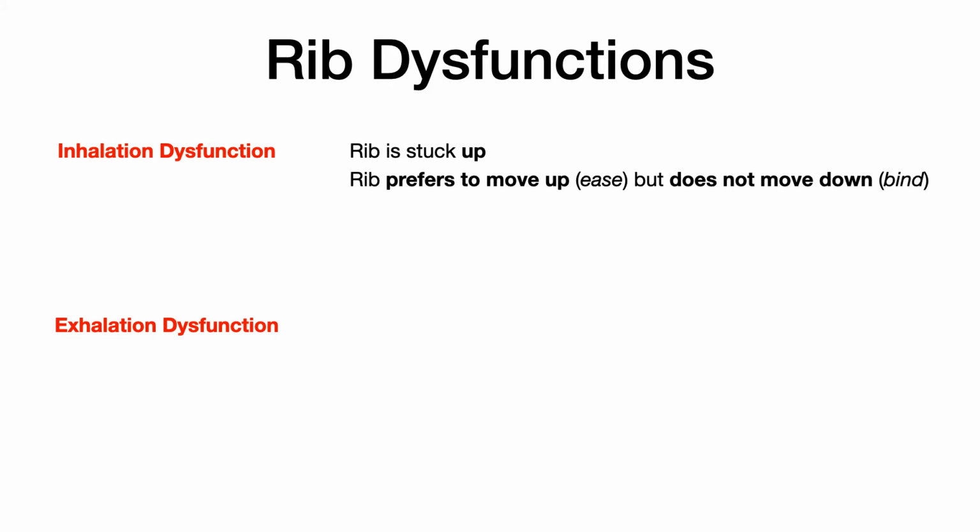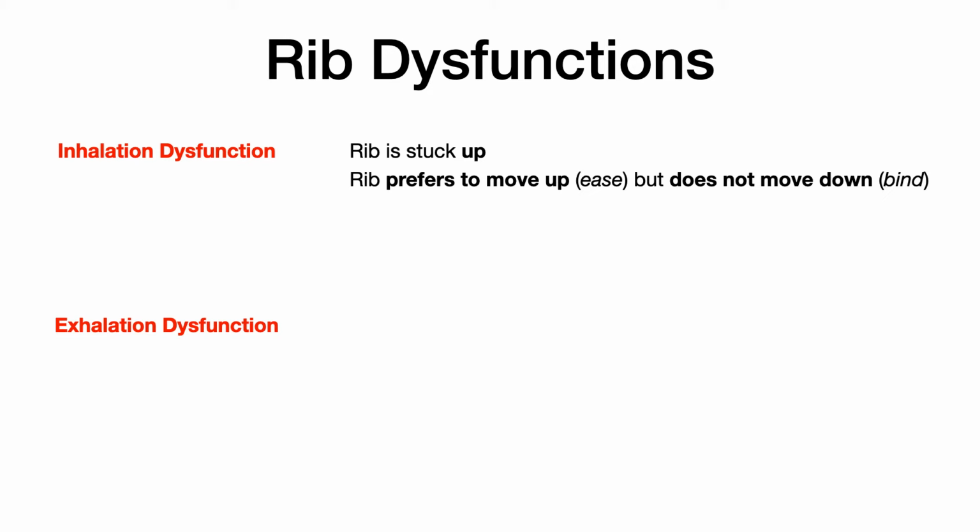So an inhalation dysfunction, the rib is stuck up. When you breathe in, when you inhale, your ribs go up. So if you have an inhalation dysfunction, the dysfunctional rib is stuck up. That is to say, the rib prefers to move up into its ease, and it does not want to move down into its bind.